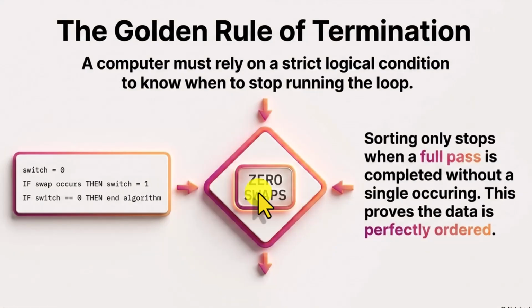Then the golden rule of termination in bubble sort. A computer must rely on a strict logical condition to know when to stop running the loop. So what is that strict logical condition for bubble sort? Sorting only stops when a full pass is completed without a single swap occurring. One complete pass is done, pairs of elements are compared one by one from first till the end, and no swap occurs. That means the data is already sorted. So if no swap occurs in one pass, then the data is sorted and we can simply get out of the loop.